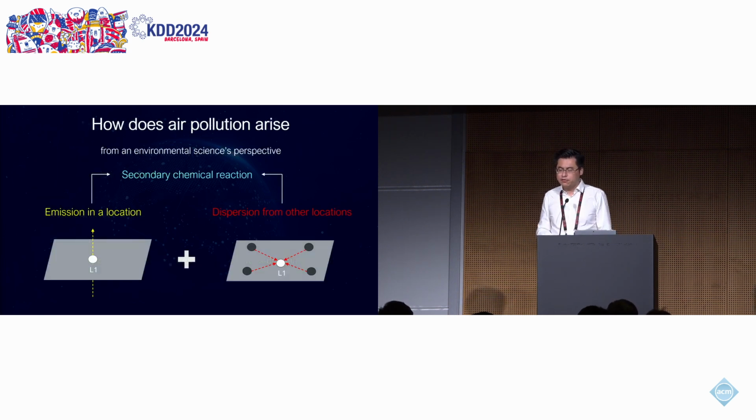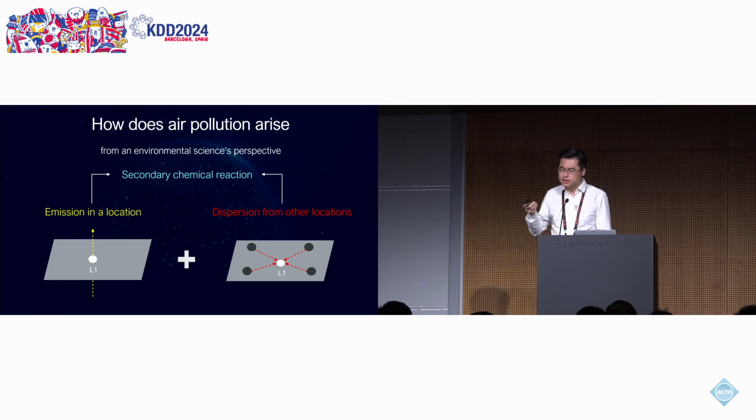Before solving this problem, we need to know how air pollution arises from the environmental science perspective. First, the air pollution of a location comes from the local emission. That means the emission from the location. The second, there is also global dispersion. That means there are some air pollutants dispersed from its neighbor locations. And then when they meet together, there could be some secondary chemical reaction. So you need to know the domain knowledge before designing your model.